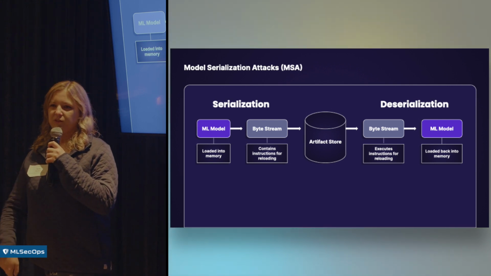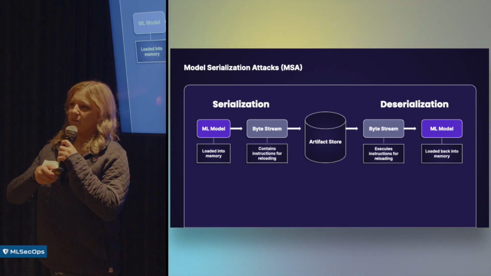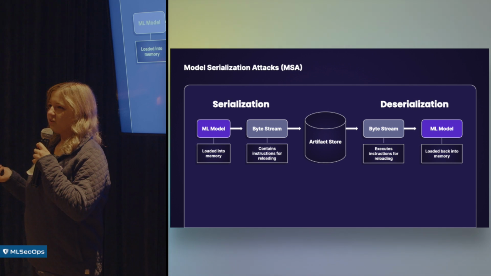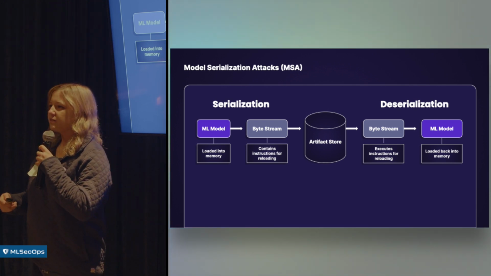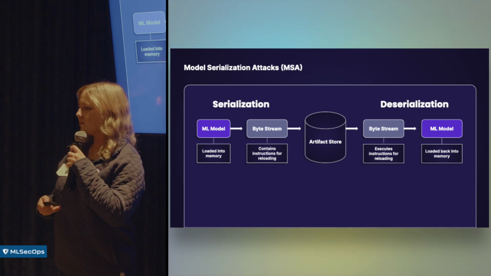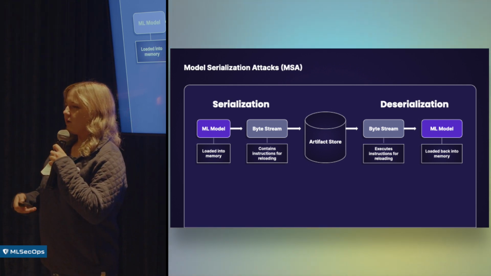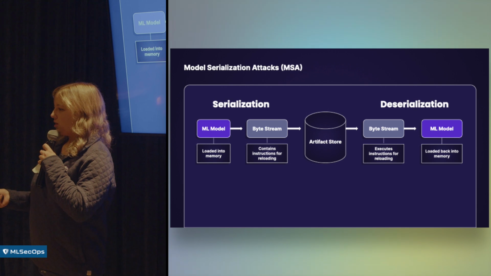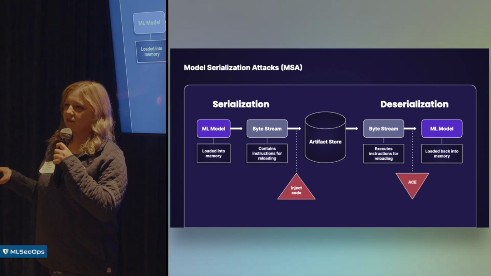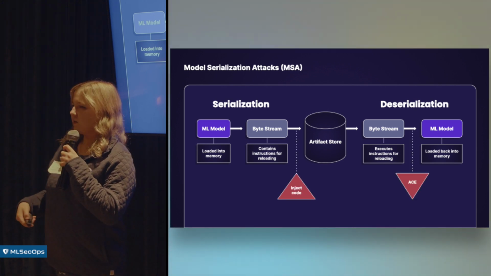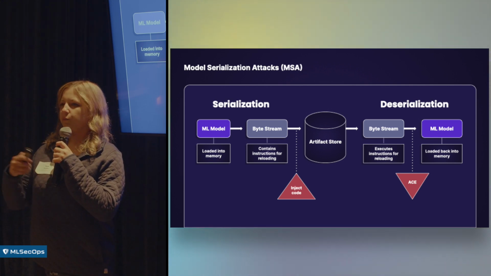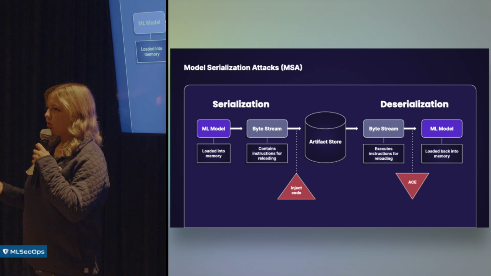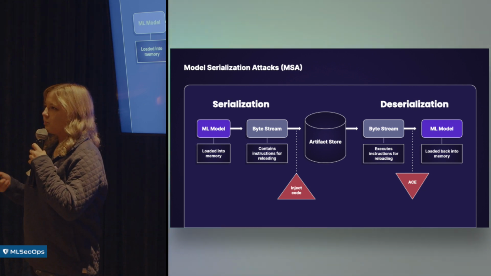And so this is just a visualization of the pipeline between serialization and deserialization, going from the model to the byte stream to an artifact store. This could be something like Hugging Face, and then back to the byte stream into the model. And if a model serialization attack occurs, injected code gets into the byte stream either before it hits the artifact store or if the artifact store itself is compromised.